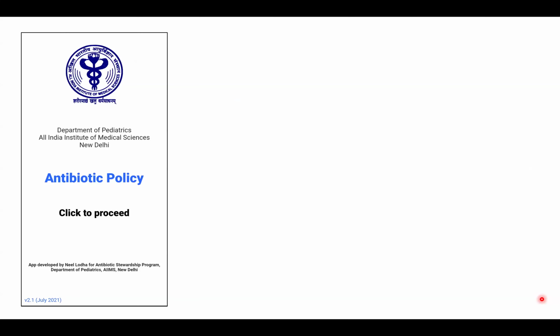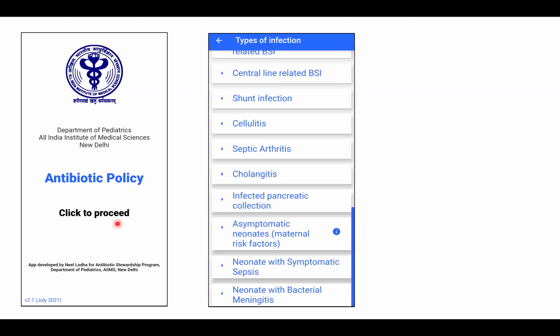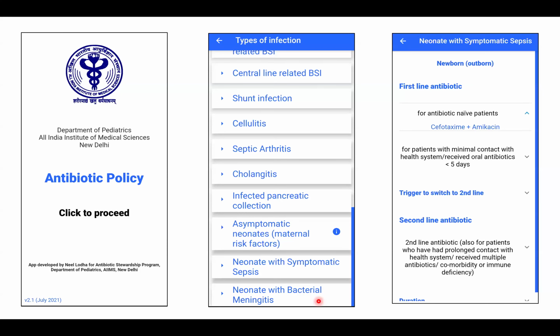So this is an example of the antibiotic policy for AIMS. It is available as a mobile app, for example. So this is how the screen looks like. Once you click on it, it shows the different types of infections. So for example, as a neonatologist, I'm interested in these ones: asymptomatic neonates, or neonate with symptomatic sepsis, neonate with bacterial sepsis. And once we click on this, then I can select inborn baby, outborn baby.